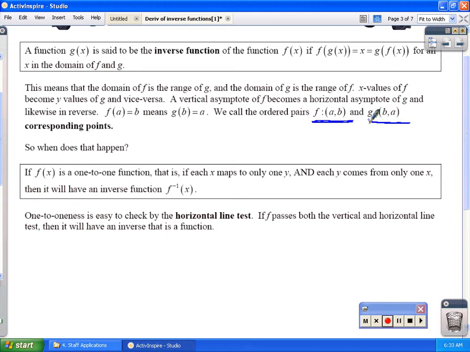So when does that happen? Well, a function only has an inverse function if it is one-to-one, meaning that it passes the horizontal line test. So, for example, a parabola has an inverse, but the inverse is not a function because it doesn't pass the horizontal line test. There's an inverse relation, but there's not an inverse function. So again, we use the horizontal line test to determine whether a function actually has an inverse function.